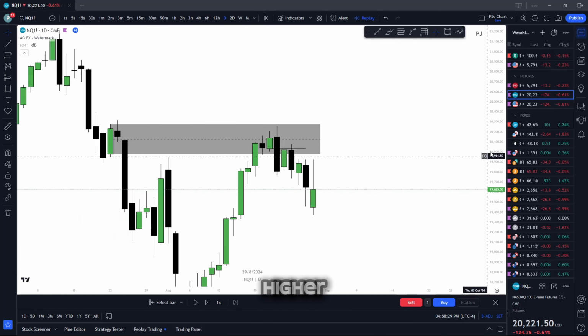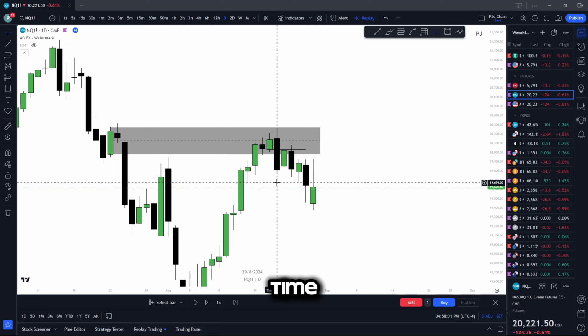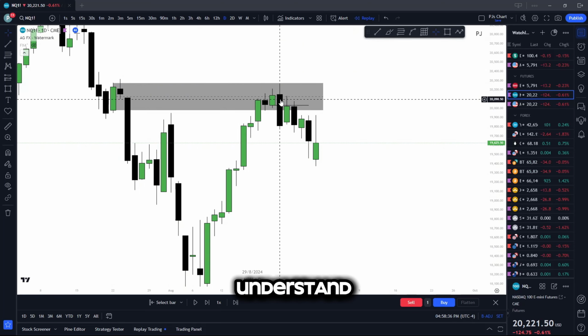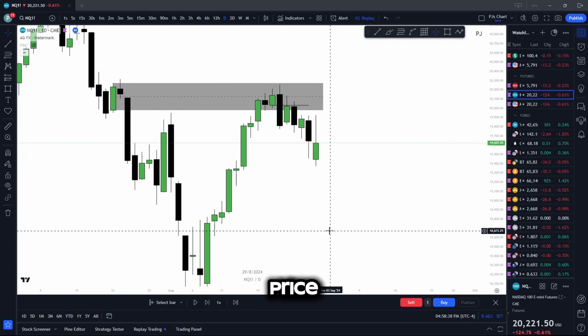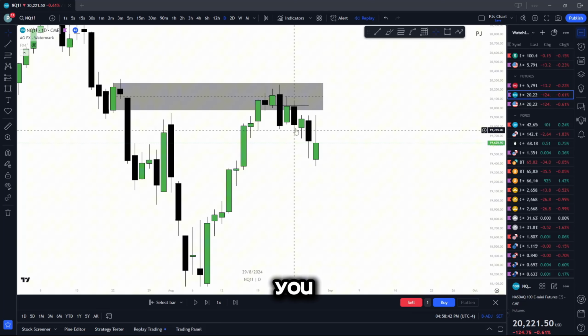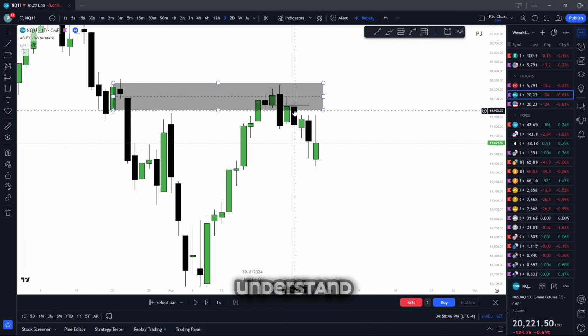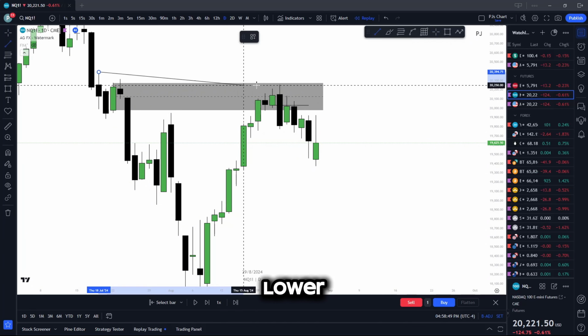It's all higher time frame inside a lower time frame. It can get confusing, but you have to understand, right, why we're mitigating price here to move lower to then move higher. Okay, so you don't have to anticipate price moving higher here. You just have to understand, right, why price is moving lower here.